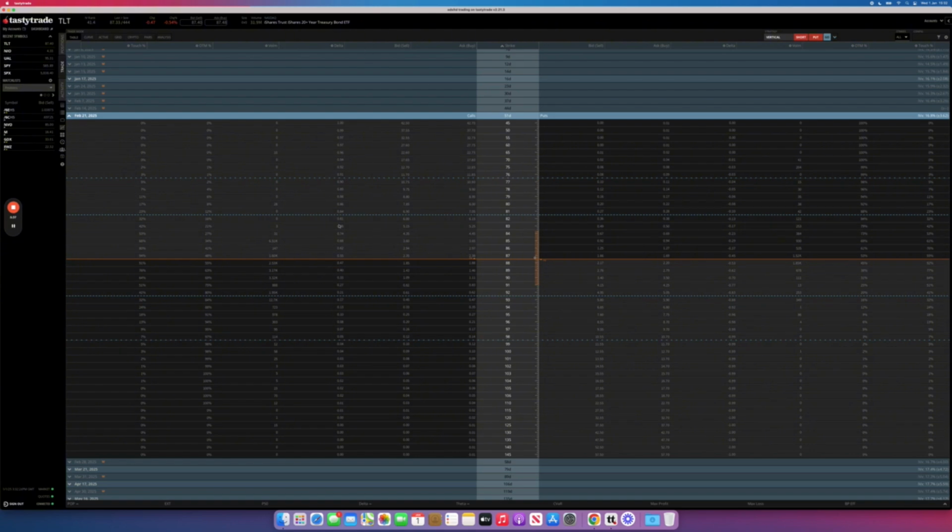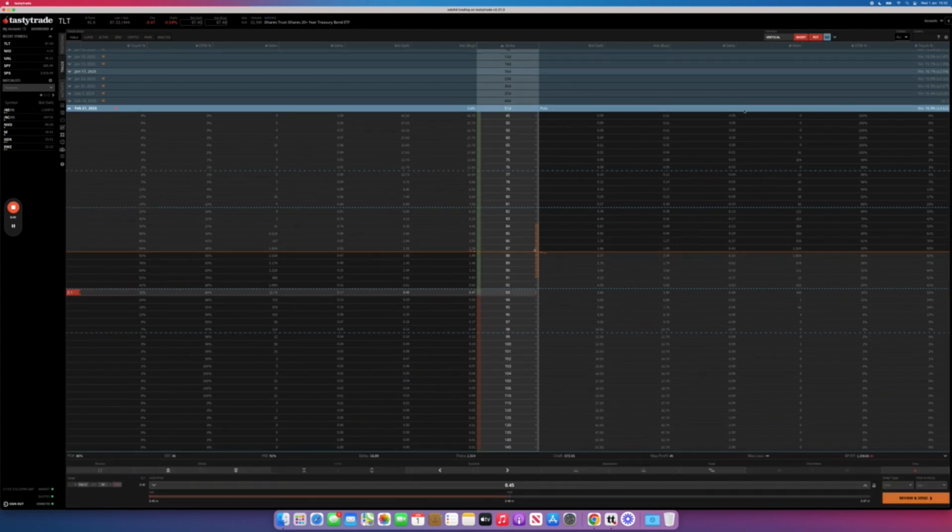So if we look on the call side, we've got a 17 delta here at the 93 strike, and on the put side we have a 17 delta again at the 83 strike. So essentially what we've done is we've created a range between $83 and $93, and that's essentially the entire position.